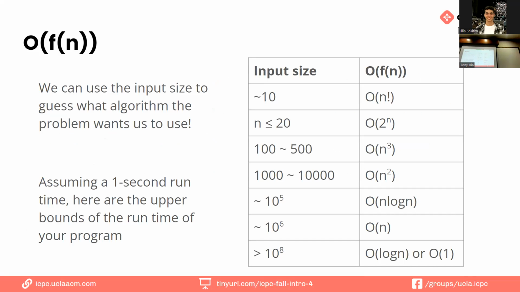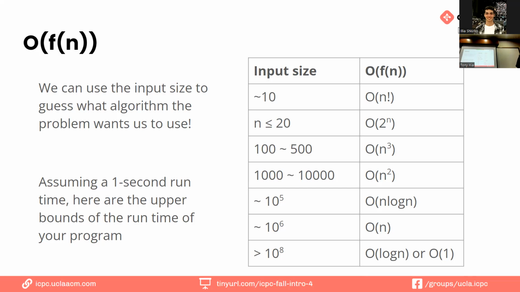So we can use the time complexity to estimate what kind of algorithm we need to find. As an example, if the input size is 10 to the 8, then oftentimes that means that we need to find an algorithm that's O of log n or O of 1. And this is because if you try to run, for example, an n squared program where n is equal to 10 to the 8, then you're going to have to run 10 to the 16 operations, which is going to take your computer several years to run.